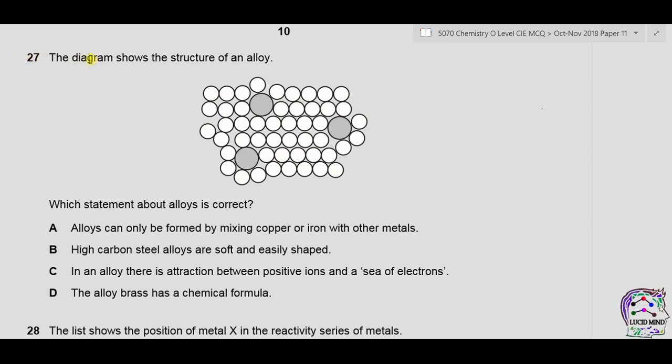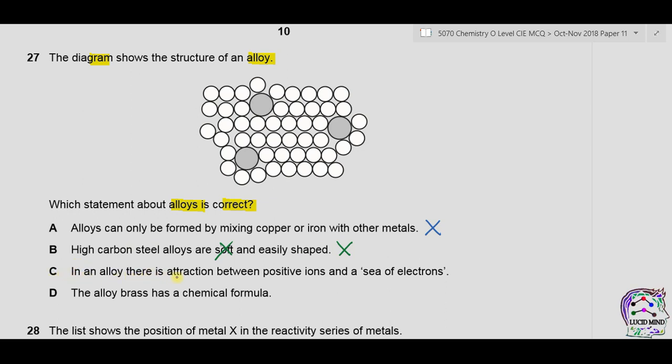Question 27. The diagram shows the structure of an alloy. Which statement about alloys is correct? A. Alloys can only be formed by mixing copper or iron with other metals. This is not true because any metal can be used to make an alloy with another metal. B. High carbon steel alloys are soft. This is incorrect because they are hard and they cannot be easily shaped.